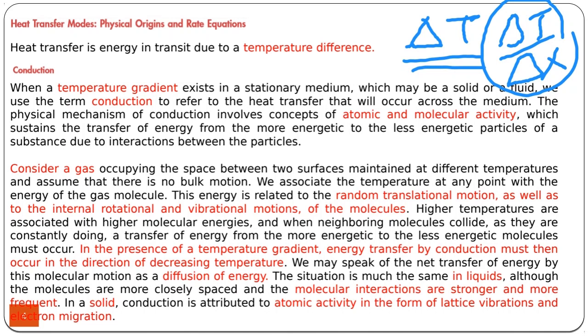What kind of atomic and molecular activities can the substance have? There can be rotational motion of the molecules or atoms, also vibrational motions. So translational, rotational, and vibrational motions of the molecules and the atoms create this transfer of energy by conduction. So as they rotate or vibrate, they transfer this energy to the adjacent molecule, then it goes on like that.